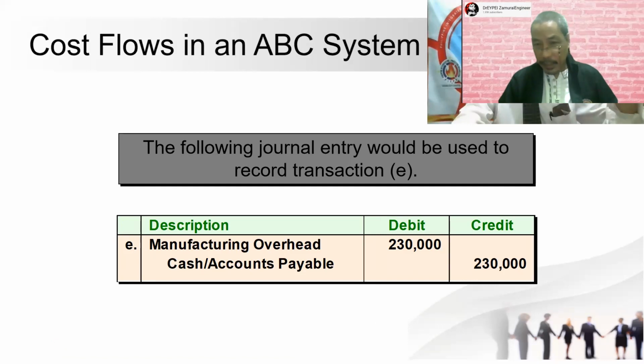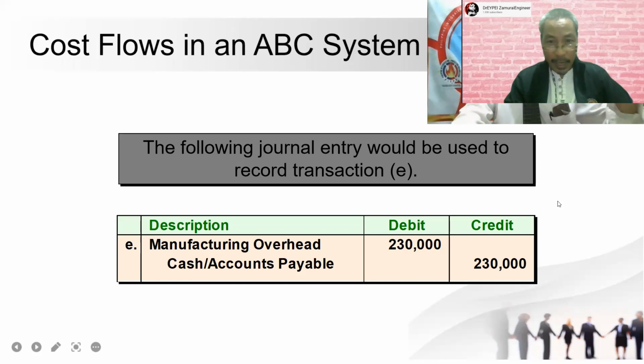So manufacturing overhead again, $230,000. But do not put dollars in the journal. You only put dollars or peso in your transaction record, the first transaction record, the listing of transactions. But here in the journal, do not put dollars. Also in the ledger, do not put a dollar sign. Okay, so this is number 5.